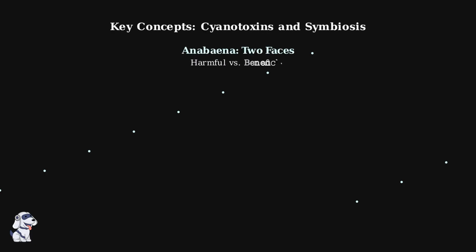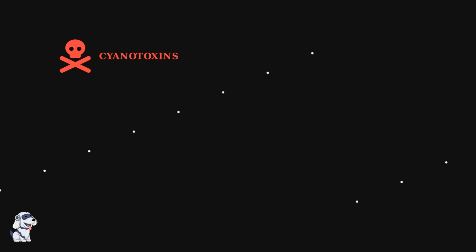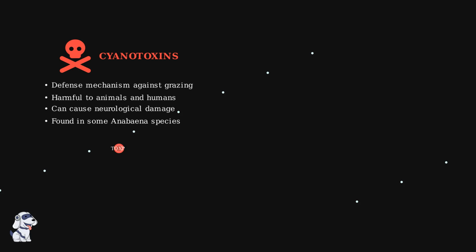Anabaena demonstrates nature's complexity through two contrasting characteristics. Some species produce dangerous toxins, while others form beneficial partnerships with plants. First, let's examine cyanotoxins. These are chemical compounds produced by some Anabaena species as a defense mechanism against animals that might graze on them. These toxins can cause serious health problems, including neurological symptoms, liver damage, and even death in animals. They represent the dangerous side of Anabaena's survival strategy.